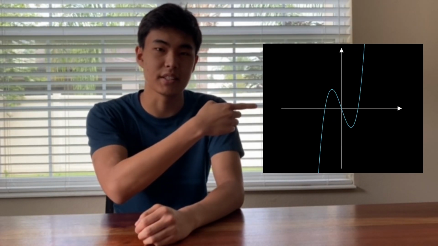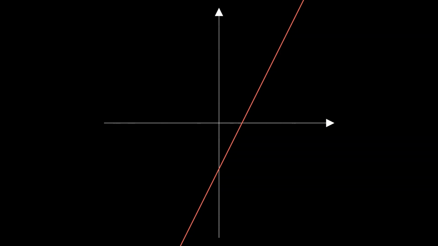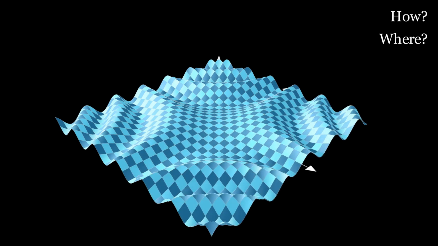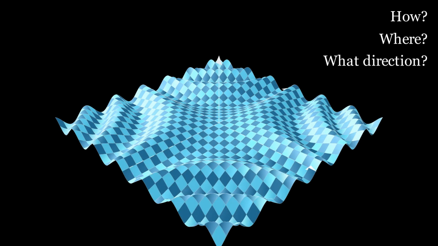Can you find the slope of this? What about this? Or that? That first one was probably easy, but what about the other two? Other than the involuntary how, you might have also asked where. And for this napkin, you might even have asked in what direction.